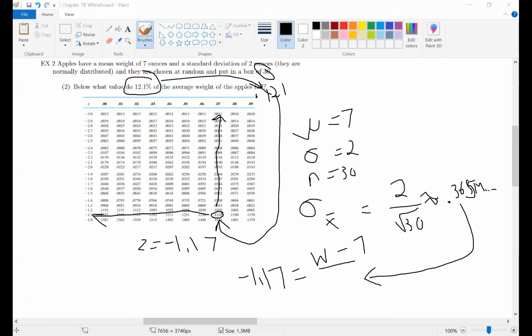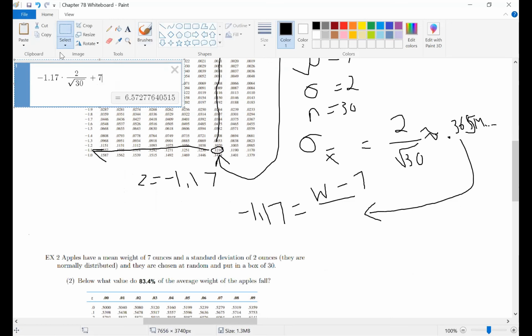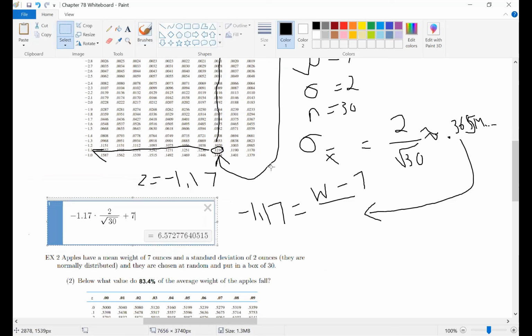Those of you at home, you just throw it into a calculator. That's just what I did right here. I can snip it to make it easier for y'all. There you go. It's just solving: we multiply out by that standard deviation, then we add 7. So our weight is 6.573 ounces. So we work backwards. The only thing that changes here compared to chapter 6 is now we have to get a new standard deviation. The rest of the process is the same.